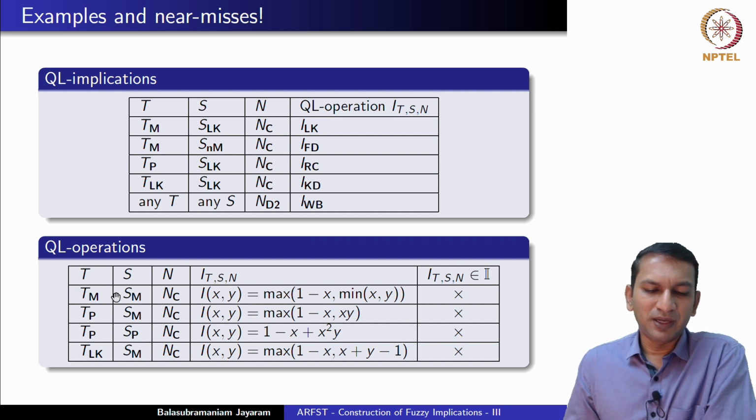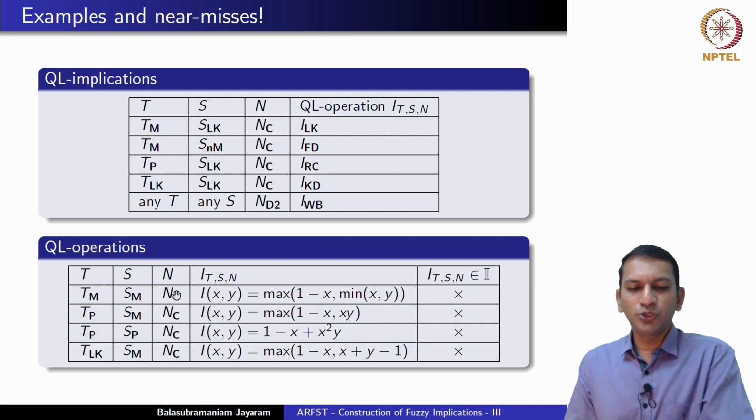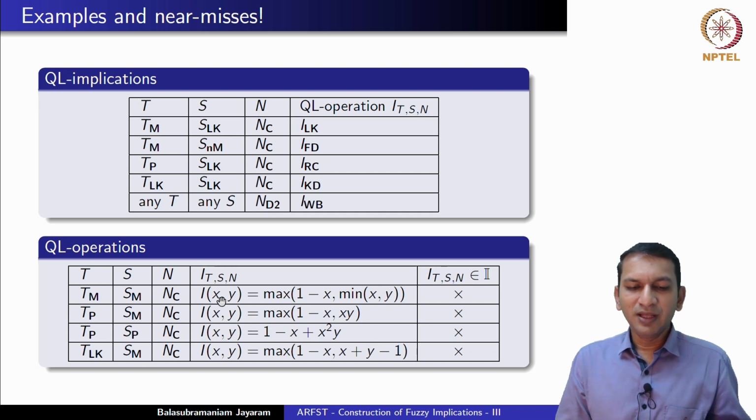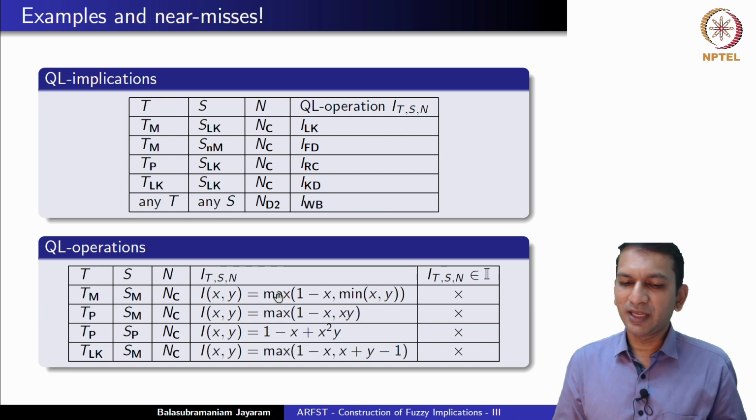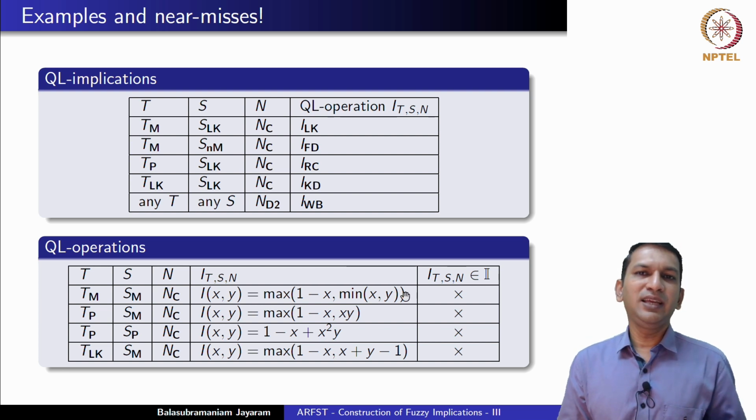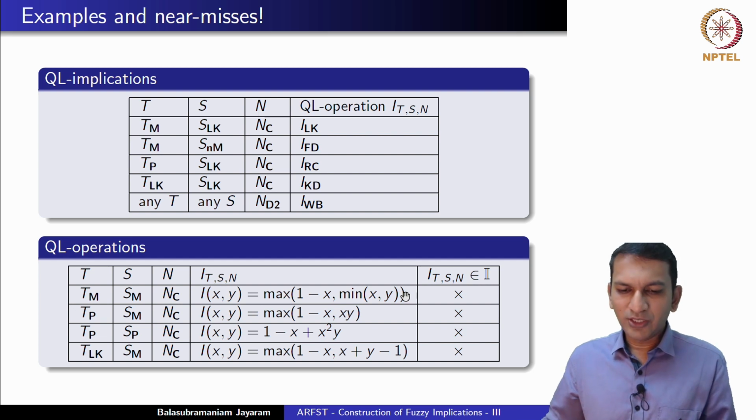So if you take this triple, minimum, maximum, and the usual classical negation, the function you obtain is this: max of (1 minus x, min(x, y)). Unfortunately, this does not turn out to be a fuzzy implication. Why so?